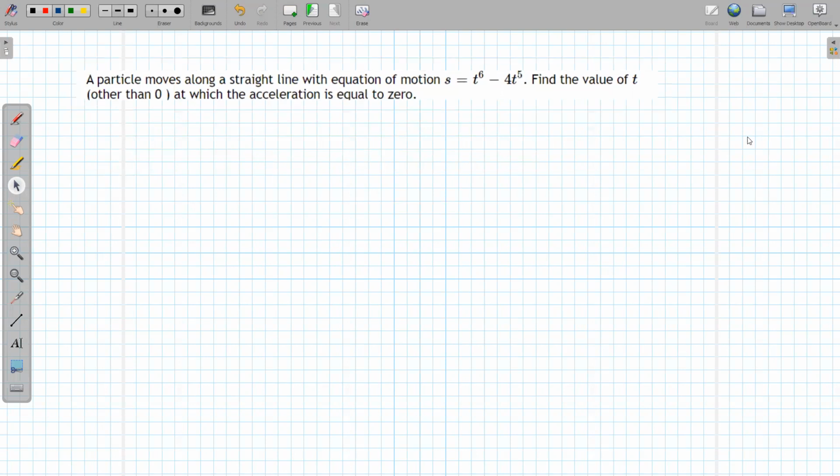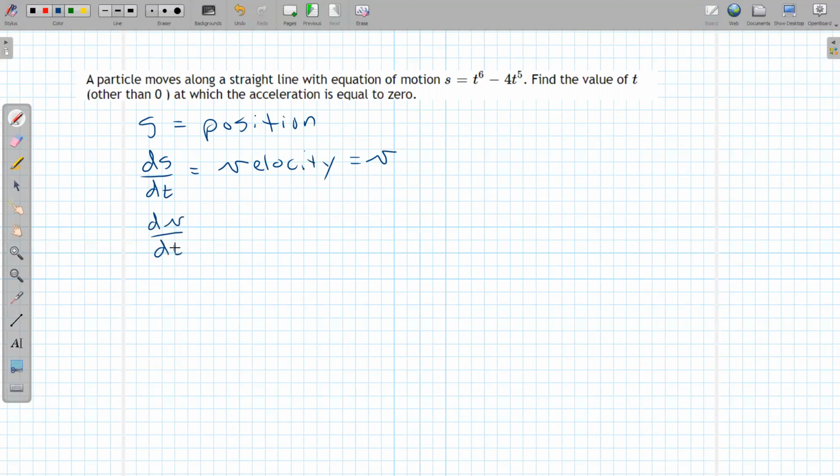Okay, so a reminder about position, velocity, acceleration. If we say s is position, then ds/dt is velocity, and usually we use v for velocity. If we find the derivative of velocity with respect to time, that gives us acceleration, which we usually give the letter a.